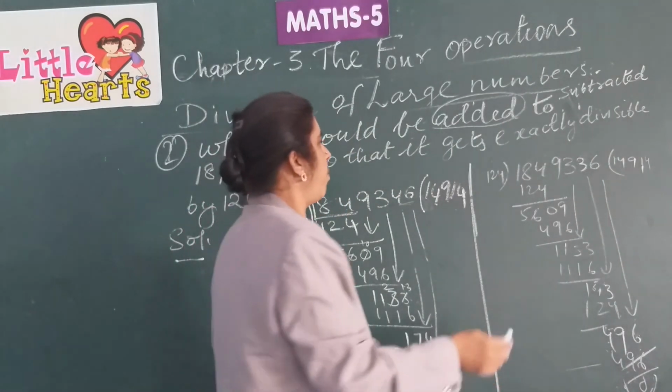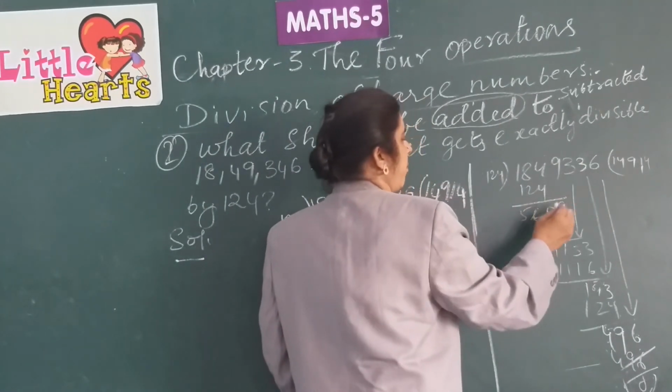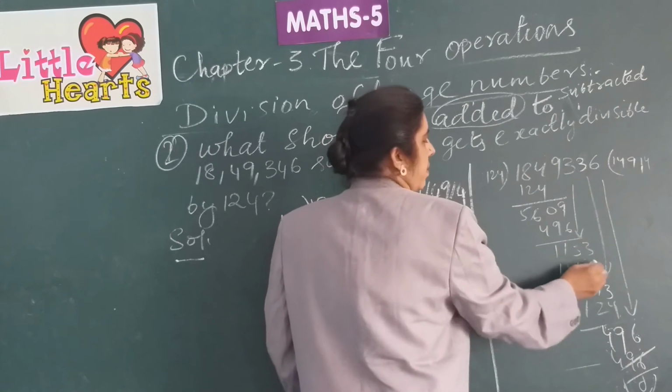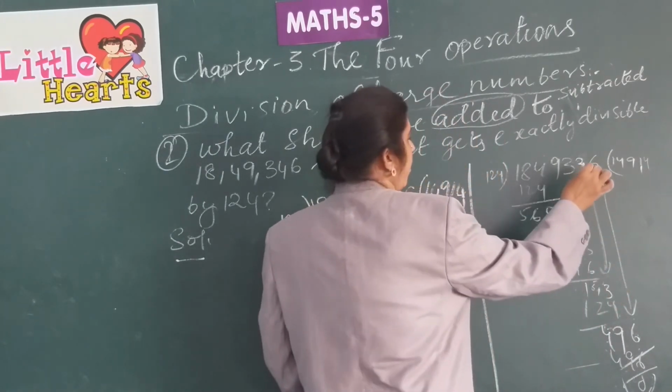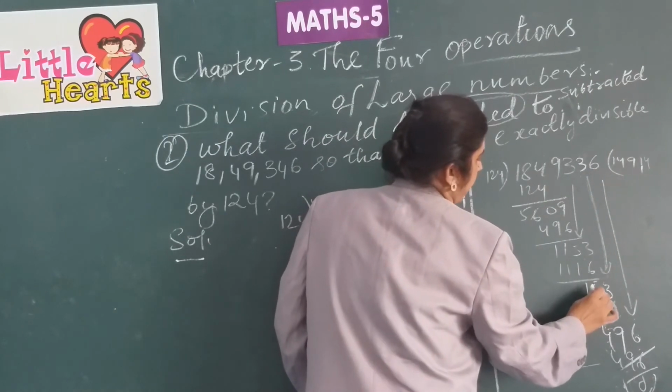Let us divide now. 124 ones are 124, 609, 6. And here, instead of 4, we shall bring down 3 here.